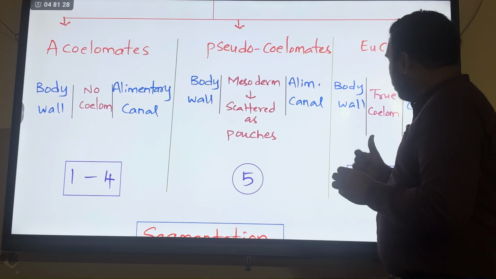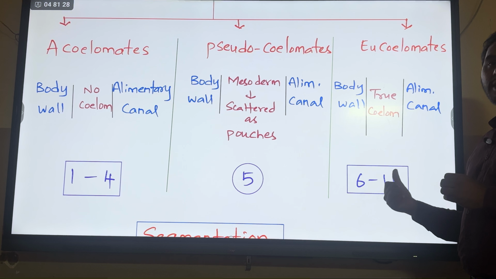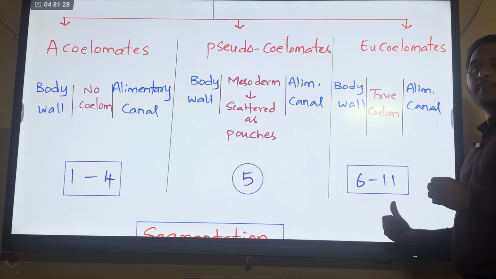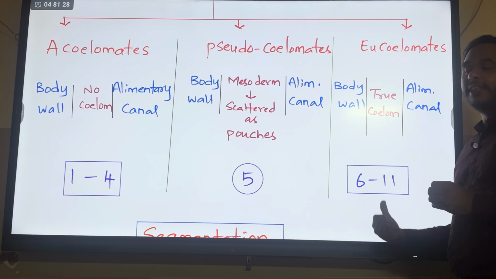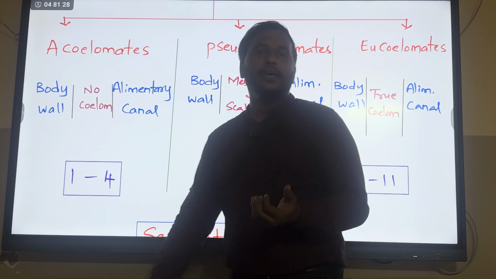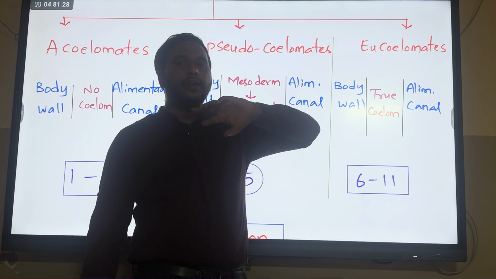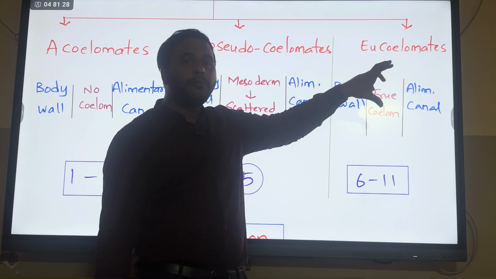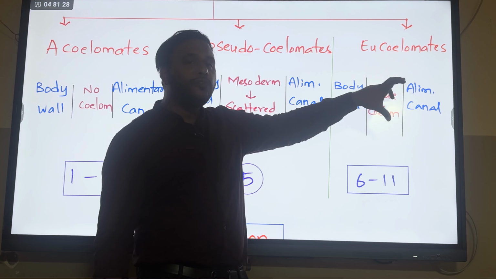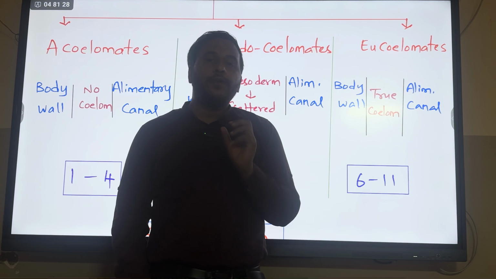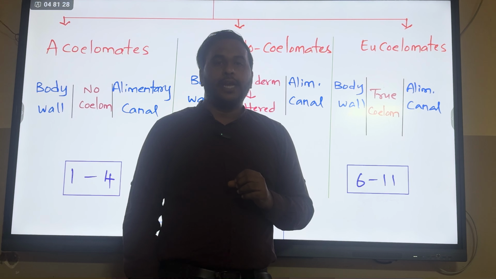Next, phylum 6 Annelida, 7 Arthropoda, 8 Mollusca, 9 Echinodermata, 10 Hemichordata, 11 Chordata. In all these phyla, you can find the true coelom, that means internally and externally lined by mesoderm between the outer body wall and inner alimentary canal, and we call them eucoelomates. We can also call them true coelomates.